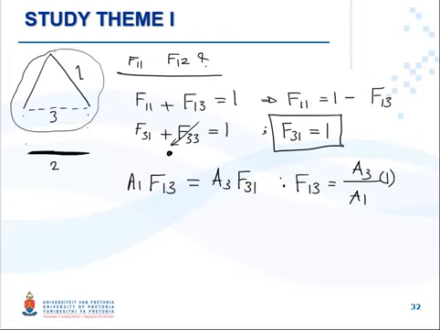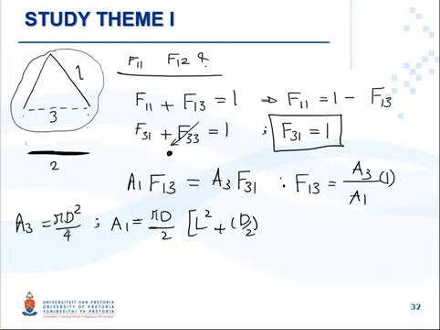A3: what is the surface area of A3? It's a disk, so πD² divided by 4. How about A1? It's a cone. I'm not going to describe it, but you just need to go and find it. That's how you find the area of a cone: πDL over 2 plus the base area.